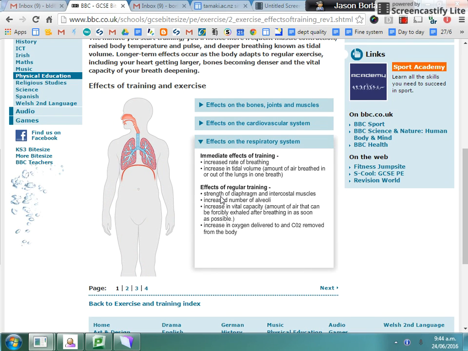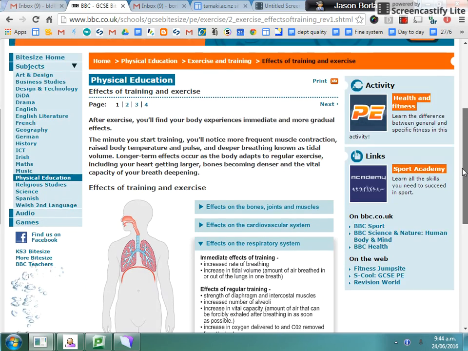Respiratory system. Diaphragm and intercostal muscles increase. The increase in number of alveoli, the increase in vital capacity, the amount of air that can be inhaled. We've discussed this. Increase of oxygen removal from carbon dioxide.